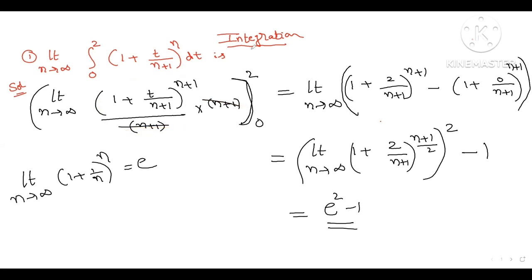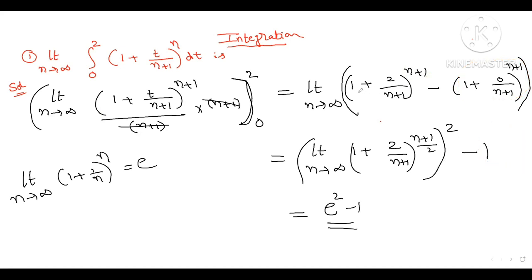Now we should apply, in the place of t, first the upper limit. Limit n tends to infinity, 1 plus, in the place of t, the upper limit 2 by n plus 1, power n plus 1, minus, in the place of t, the lower limit 0, 1 plus 0 by n plus 1, power n plus 1. So limit n tends to infinity. How much is this second value? This value is 1 now. 1 plus 0 is 1.